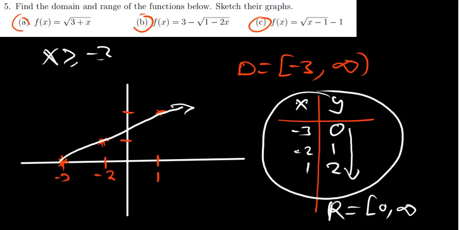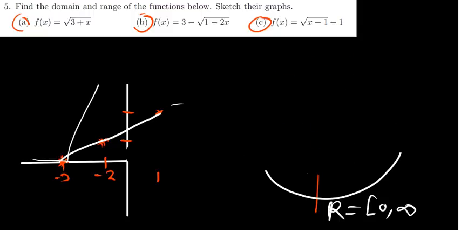And we can see from here that the domain is the x values. So the x values are starting from negative 3 going to positive infinity. The y values are starting from 0 going to positive infinity. So that's how you sketch radical functions. Unless you have questions, we can go to B. Okay, let's go to B.